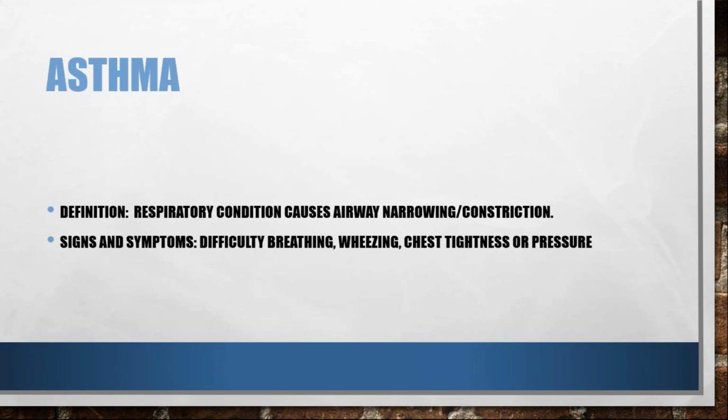When we're looking at the definition of asthma, it is a respiratory condition causing airway narrowing and constriction. Signs and symptoms that we're going to see when somebody suffers from an asthmatic attack or an asthmatic flare-up: difficulty breathing or shortness of breath. The predominant lung sound that we're going to hear is wheezing. And then they could also experience chest tightness or pressure. In severe cases, we're going to see signs of cyanosis as well when that pulse oximetry and oxygen saturation begin to drop.